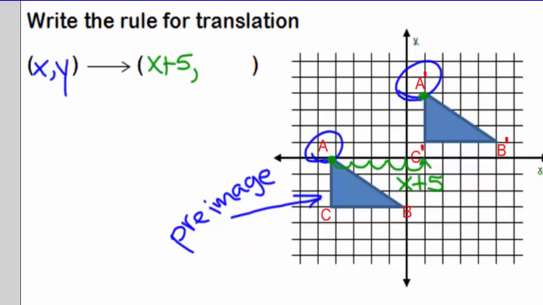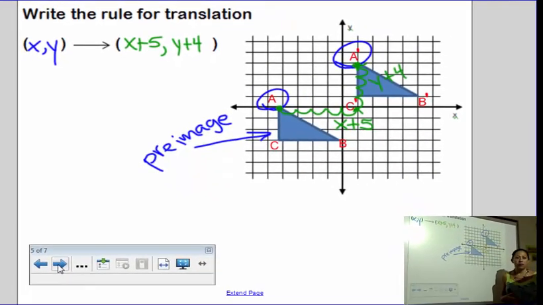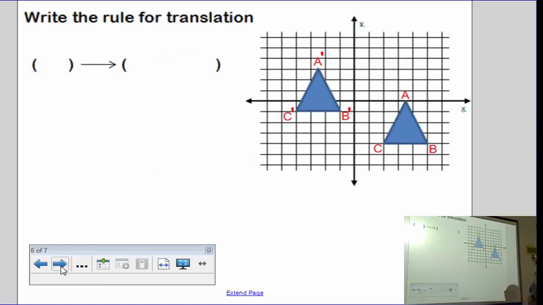So what happened to the y value? Well, it went up 1, 2, 3, 4 values. So that becomes y plus 4. Since every point on my pre-image gets moved the exact same amount, I don't have to test this for any other points unless you are second guessing what you counted. But we're done with this example. See if you can do the next one on your paper by yourself.